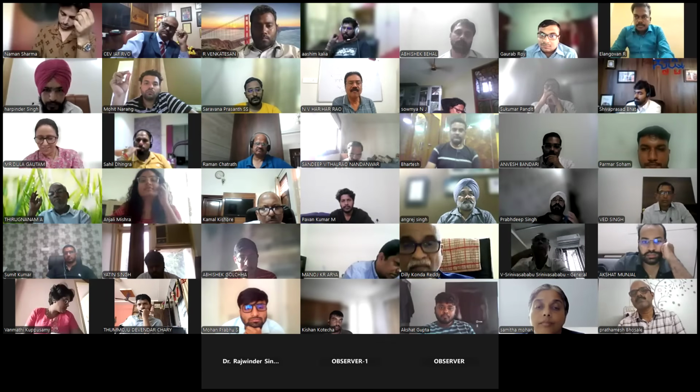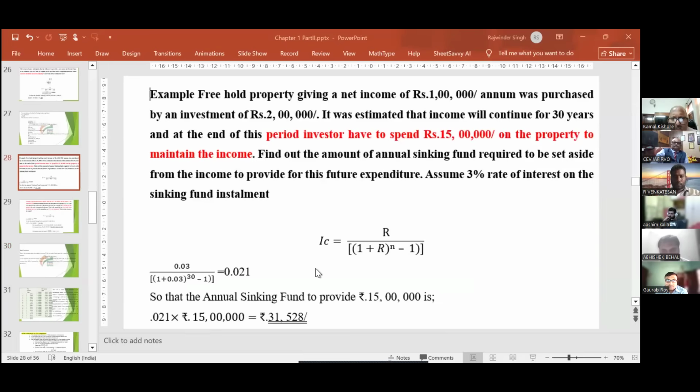We can also do it in the other way. We can have a full method, not the unitary method. That depends upon you. Just to make things clear and simple, we are using the unitary method. See here, it is R over (1 plus R) to the power n minus 1. We assume it to be ₹1. We calculate it for ₹1. We may multiply it for 15,000, 15 lakh, whatever you want. Of course, you can do that also.